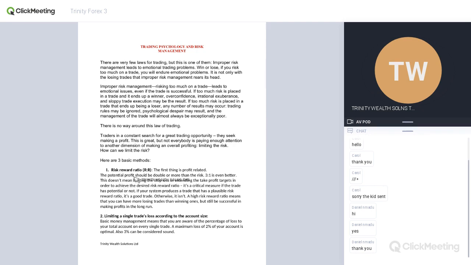So the potential profit should be double or more than the risk. 3 to 1 is even better. So I will not take a trade where the risk is bigger than the potential profit. That's what I mean, the risk. I think we did that on Tuesday.